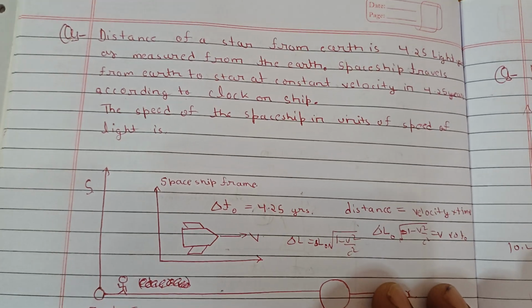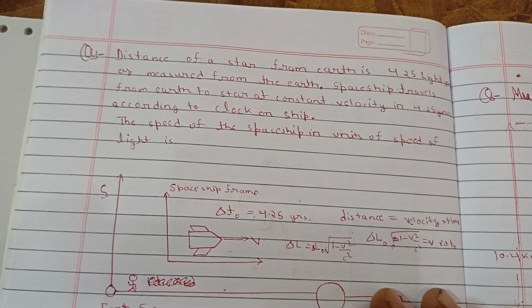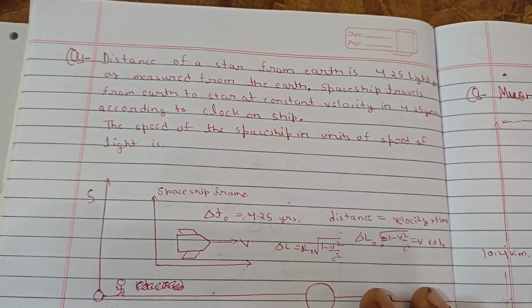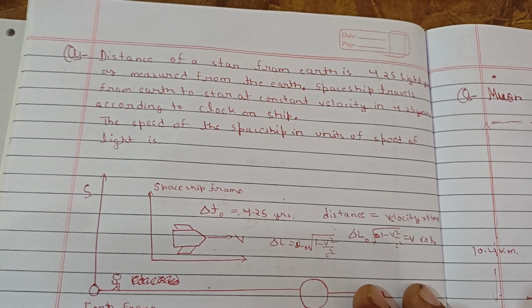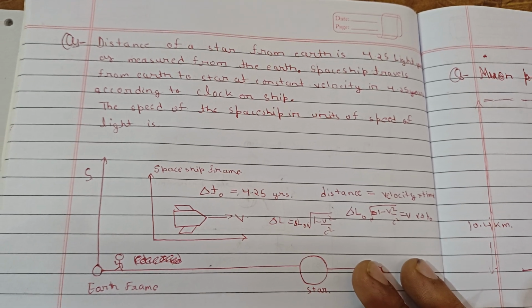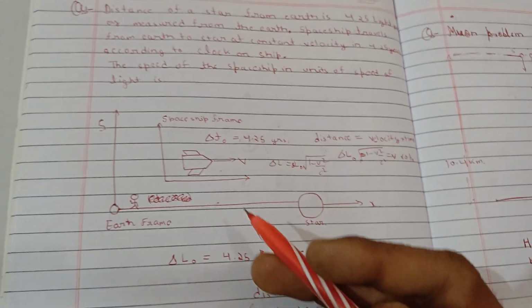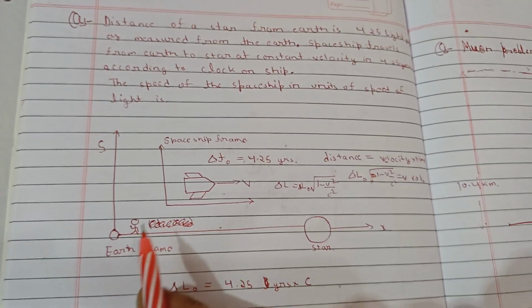Distance of a star from Earth is 4.25 light years as measured from the Earth. A spaceship travels from Earth to the star at constant velocity in 4.25 years according to the clock on the ship. The speed of the spaceship in units of the speed of light is? So we have to find the speed of this spaceship. So let's just see what this is.